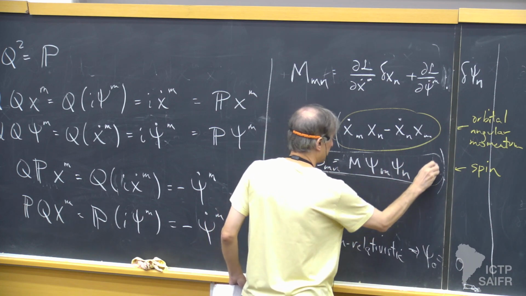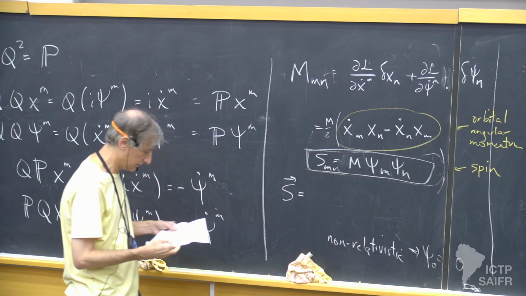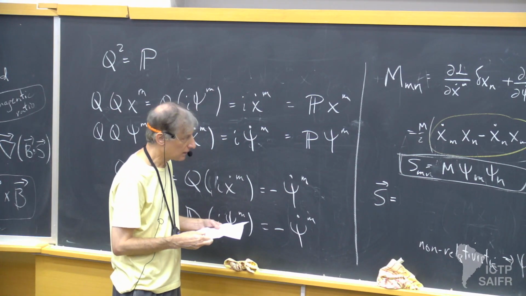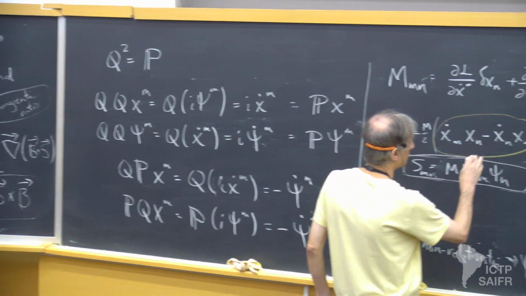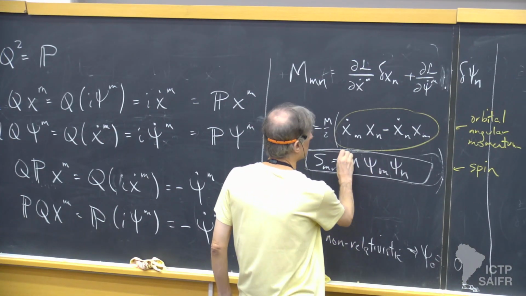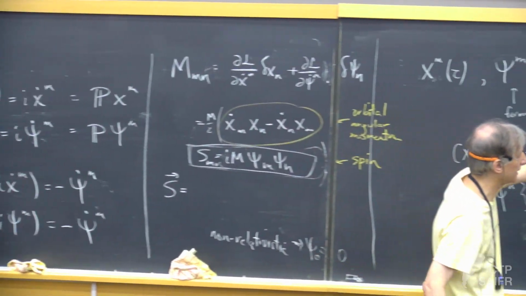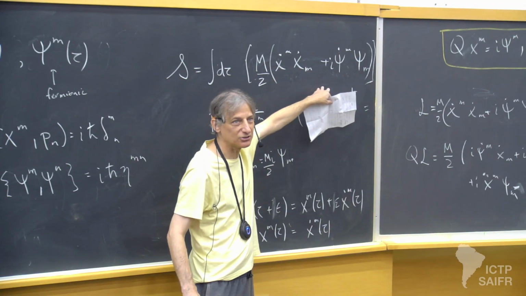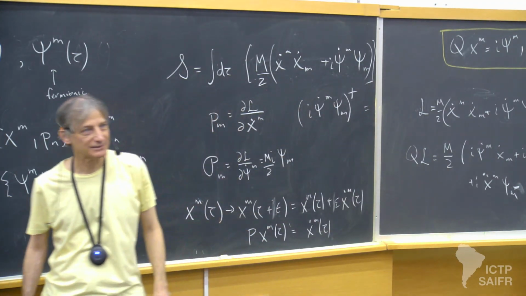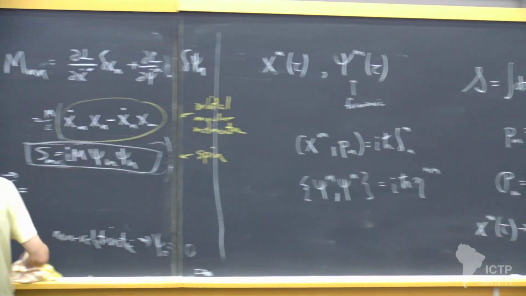So this is going to be my definition of S_MN. And I forgot a factor of i. Sorry about that. There's an i here coming from this i here. So again, if I make a mistake or you see something that doesn't look right, just say it. Okay? So there's an i here.